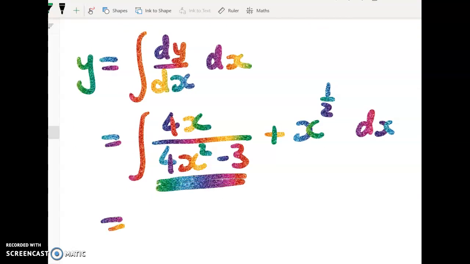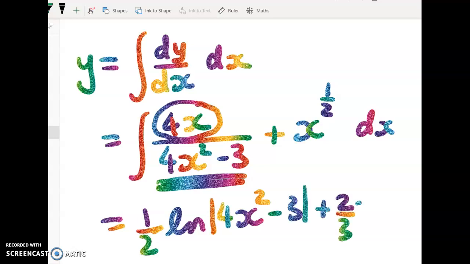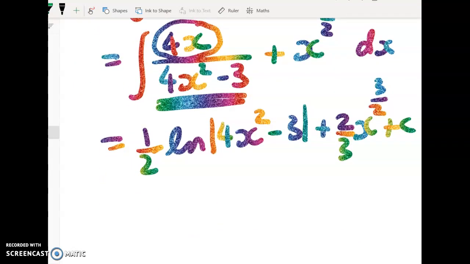Now the denominator of 4x squared minus 3 has a derivative of 8x. We don't want exactly 8x, though. We've got 4x up here. So this integrates to give me 1/2 of the log of 4x squared minus 3 plus 2/3 x to the 3 over 2 plus c. Right, what information have I got to help me figure out that plus c?